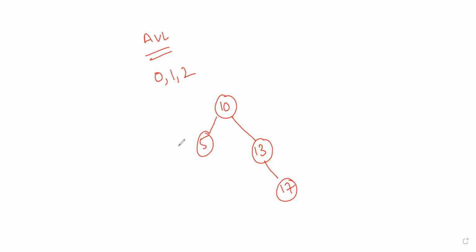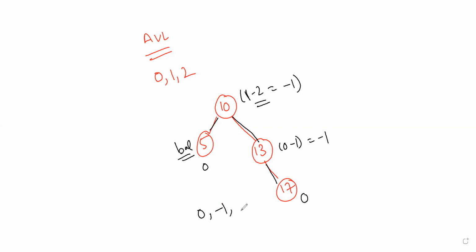Now you need to calculate the balance factor, left minus right. What is the balance factor for 5? 0. What is the balance factor for 17? 0. What is the balance factor for 13? Left minus right, 0 minus 1, equal to minus 1. And here 1 minus 2, equal to minus 1. So now you see the balance factors are 0, minus 1, 0. The AVL tree has balance factors 0, 1, minus 1. So now this is called an AVL tree.